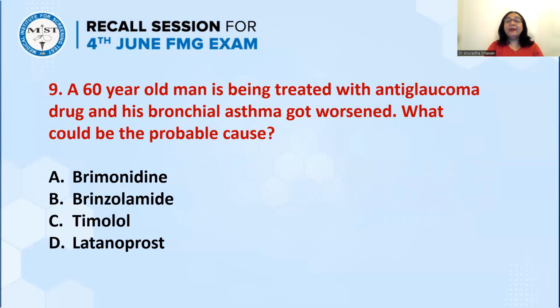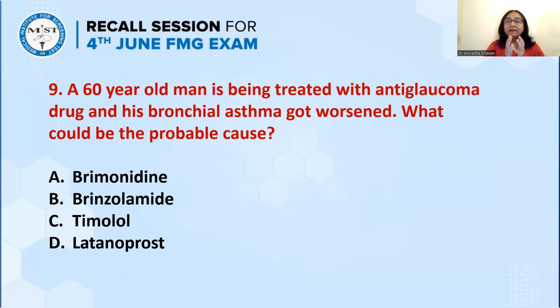Moving on to another question, which was a case scenario from the very familiar topic of antiglaucoma drugs, a very favorite for the examiner. This time they asked that a 60-year-old man is being treated with an antiglaucoma drug and his bronchial asthma got worsened. So they have given you a side effect of one of the antiglaucoma drugs, that is, worsening of bronchial asthma. What could be the probable cause?